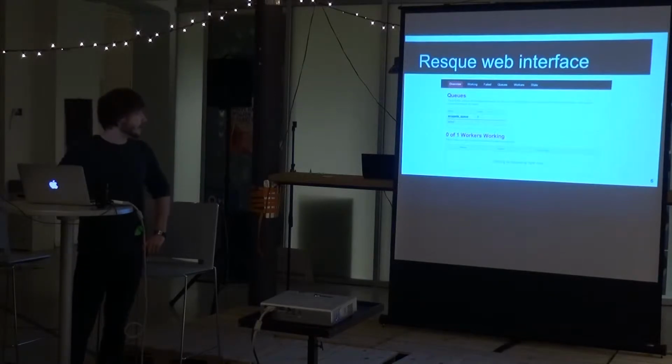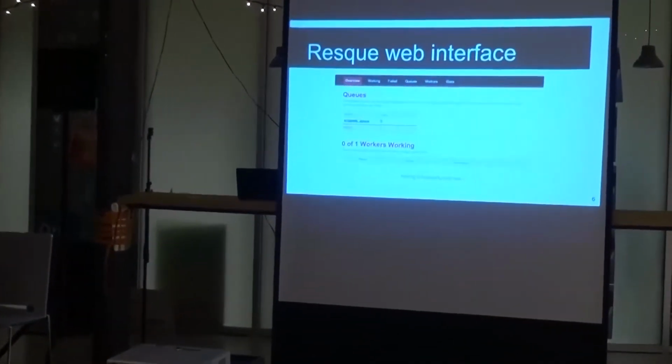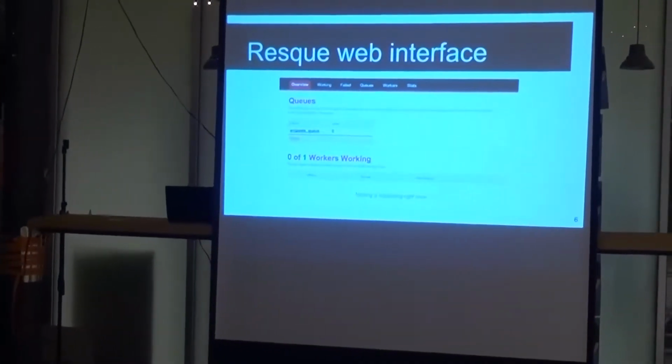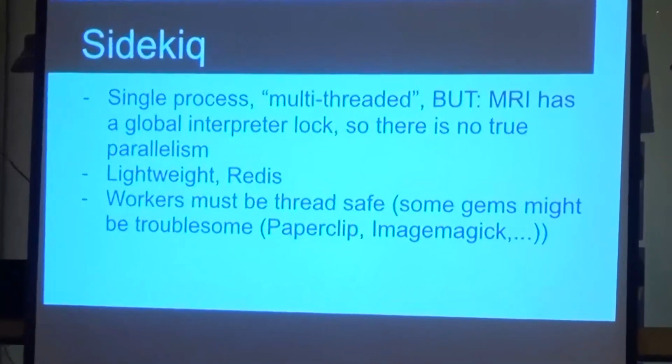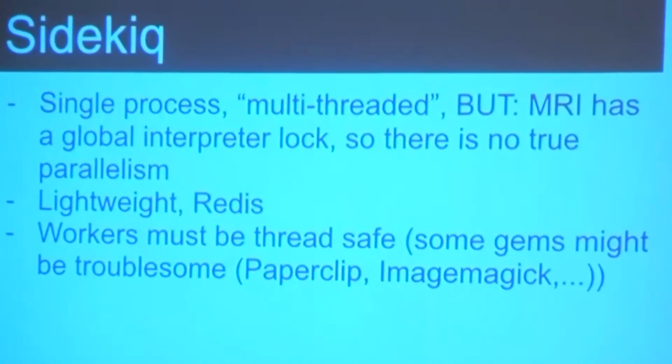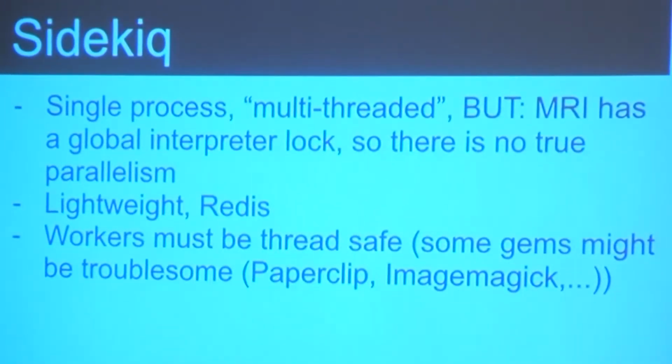So this is how a Rescue web interface looks like. It's pretty slick. You can see what's happening with your workers, which ones are failed, what queues you're having, and so on. So the next big player in this field is Sidekick, which I guess is the most popular one.